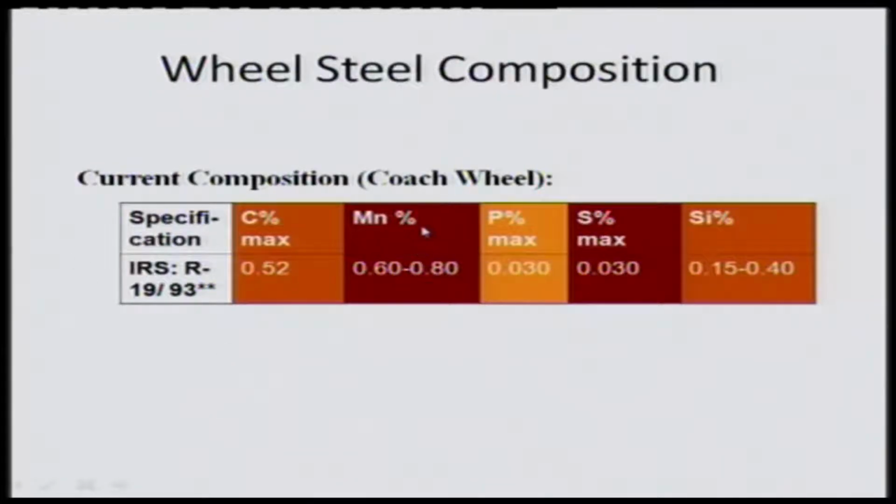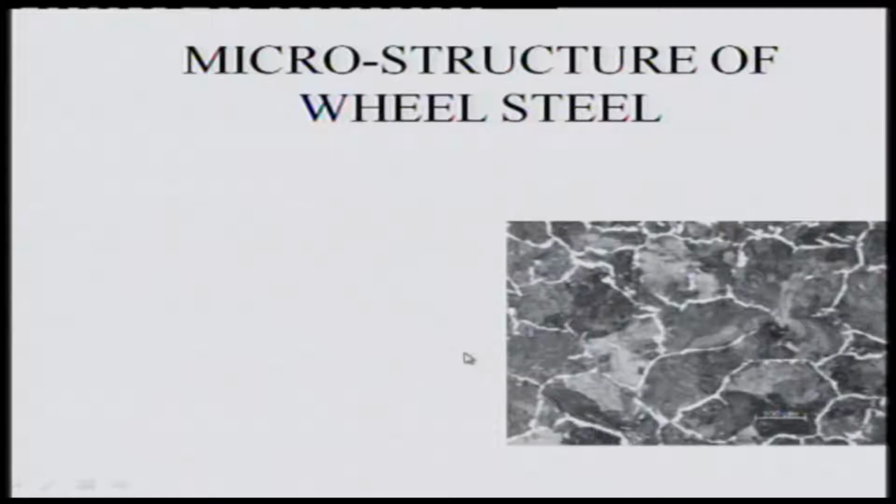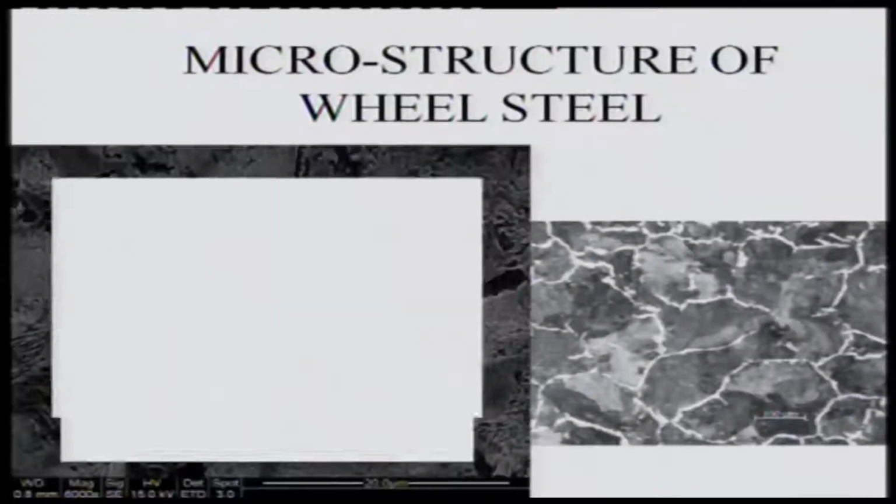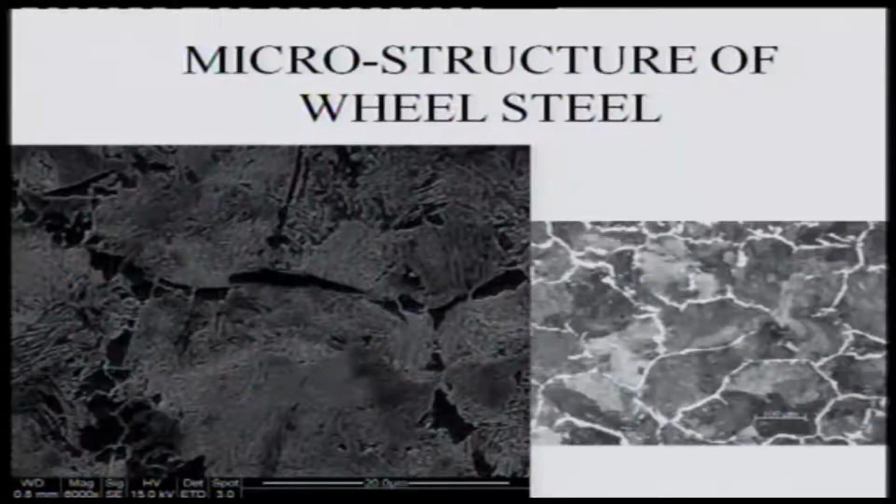Now, when we looked at this problem and we wanted to improve the life of the wheel in terms of improving its wear resistance, its strength, its impact resistance and all, in fact before you even do this, we also looked at the microstructure. These are typical microstructures of ferrite and pearlite that you get in such materials.